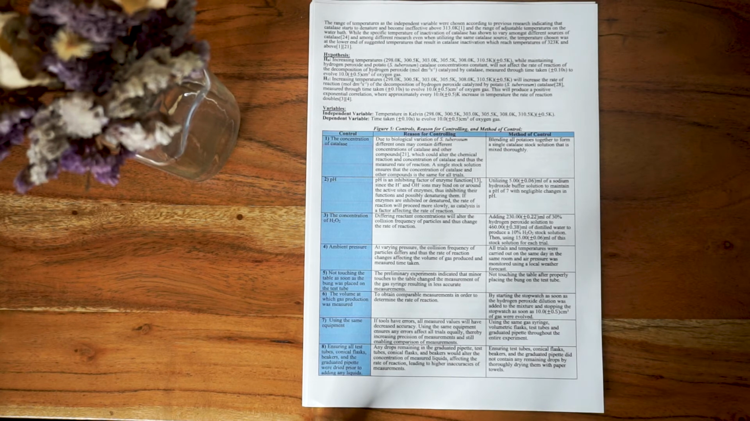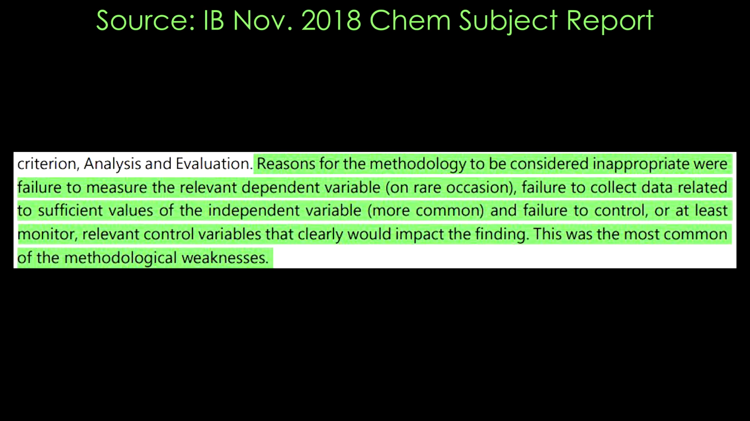If you assume any of these things to be true, this will be a big problem, particularly for your calculations. Many calculations have an input factor such as temperature or pressure, and your final calculated results will be altered significantly if you do not control it, meaning you'll most likely lose a lot of marks for analysis and evaluation, so please be super careful with this. A few things the IB has mentioned that are reasons for the methodology to be considered inappropriate were failure to measure the relevant dependent variable, failure to collect data related to sufficient values of the independent variable, and failure to control or at least monitor relevant control variables that clearly would impact the finding. This was the most common of the methodological weaknesses.